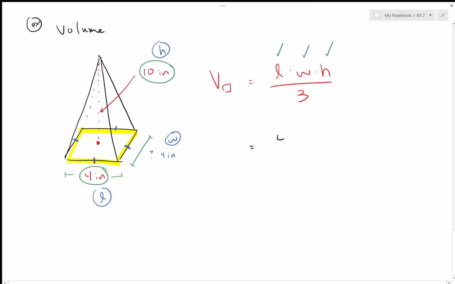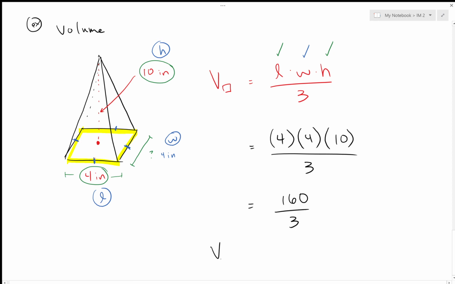So length is 4, width is 4, and height is 10. And then divide the whole thing by 3. So doing all the math on this, 4 times 4 is 16. 16 times 10 is 160 divided by 3, or the volume of this square-based pyramid comes out to 53.3. And then units are inches, but volume always needs to be cubed. Okay, hopefully I said cubed earlier. I might have said squared. Cubed, please, cubed.